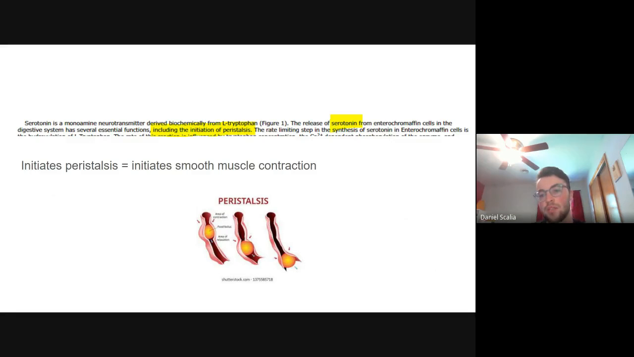So that would eliminate choices A and B. And then this also tricked me up a little bit because it says initiation. At first I read that as inhibition, but it says initiation. So basically it's initiating smooth muscle contraction to move food through the body. Does anybody have any questions about that? I thought that was a little straightforward.